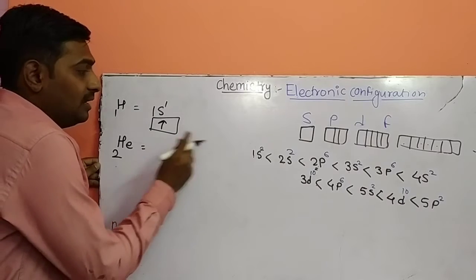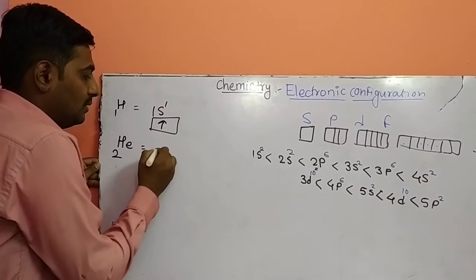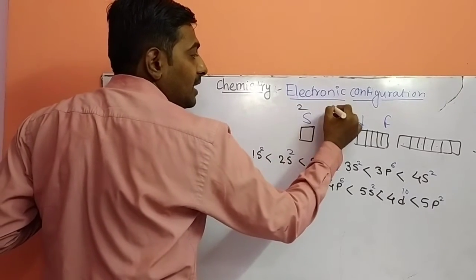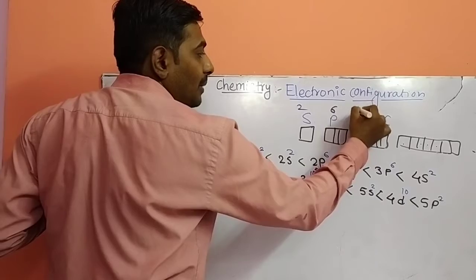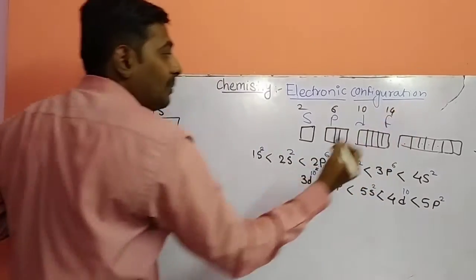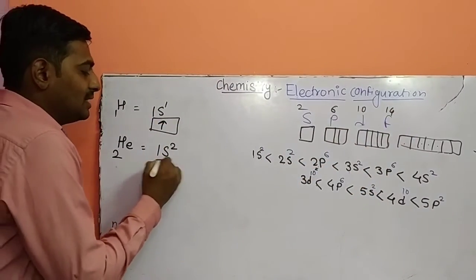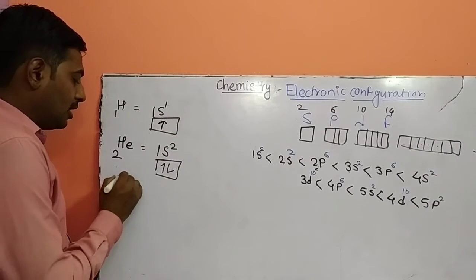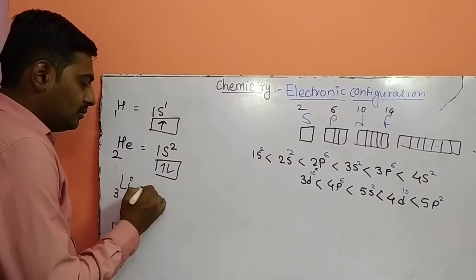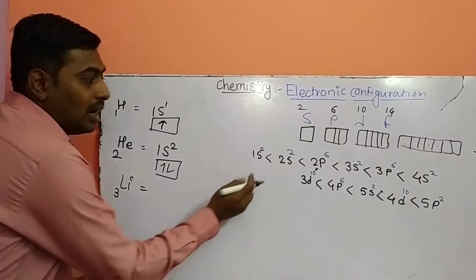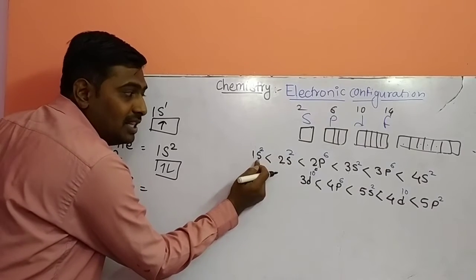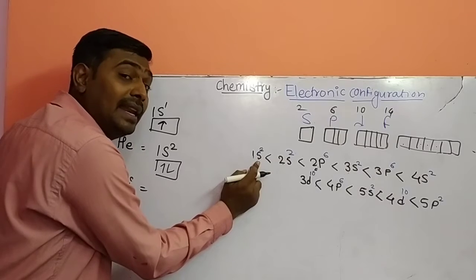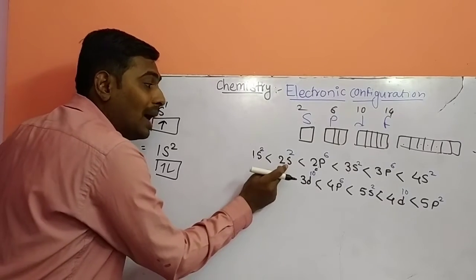Second, atomic number 2, helium. So the first electron enters in this orbit, 1s. What is the capacity of the s orbit? 2 electrons capacity. The p orbit 6 electrons, the d orbit 10 electrons, the f orbit 14 electrons capacity. So 1s2. Next, atomic number 3, lithium. So the first 2 electrons enter in this orbit. After that, this orbital has completed its capacity. Then the next electron enters in the 2s orbit.